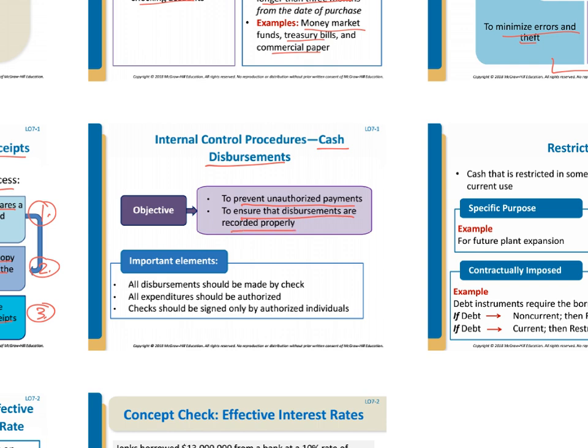To do this, one of the things that we require is that all checks should be signed by only authorized personnel. And what's more is we typically require that to be signed by more than one person if the check is above a certain material threshold. And what that material threshold is, it really needs to be defined by the company.